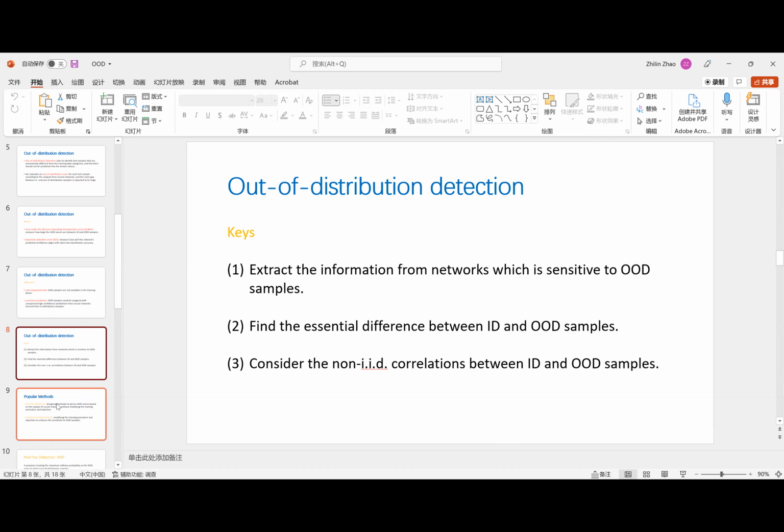So it's very important for us to consider the non-IID correlations between the in-distribution and the out-of-distribution samples, because you know that the two kinds of samples are drawn from different distributions. So we have to consider the non-IID correlations.